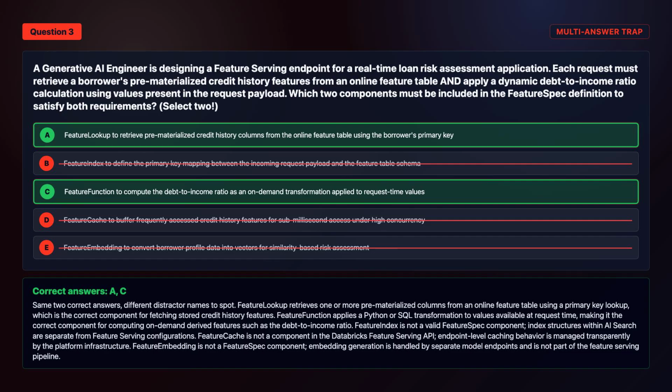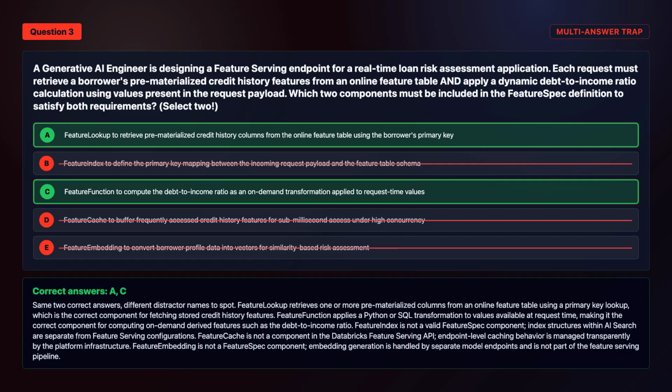Feature function applies a Python or SQL transformation to values available at request time, making it the correct component for computing on-demand derived features such as the debt-to-income ratio. Feature index is not a valid feature spec component. Index structures within AI search are separate from feature-serving configurations.